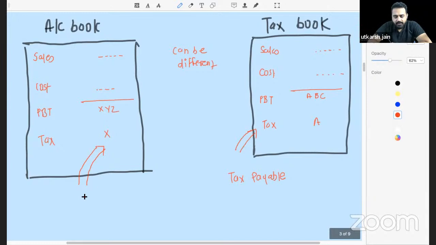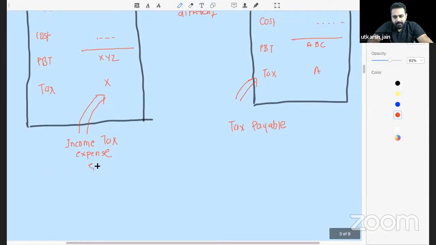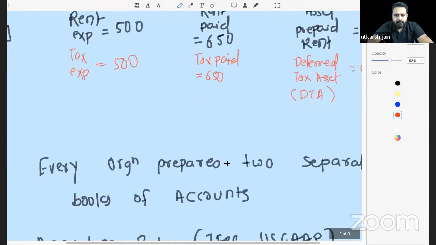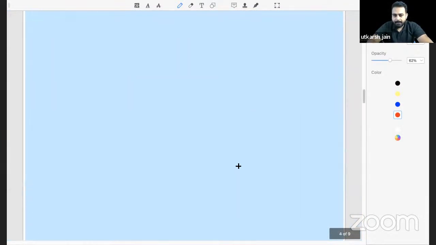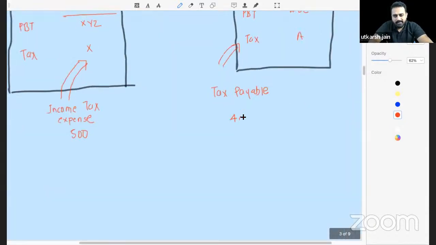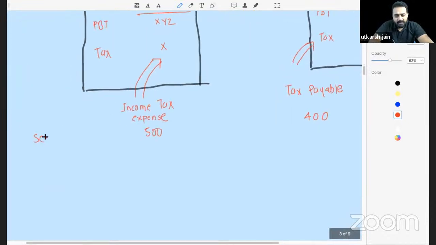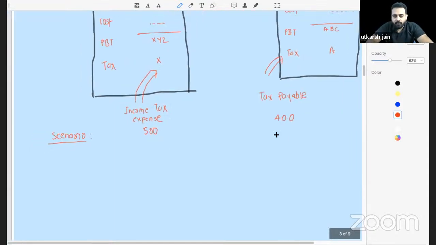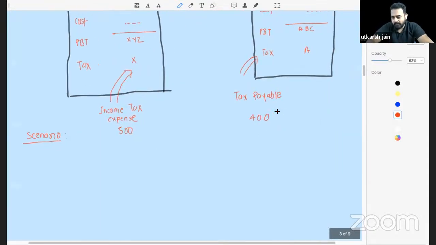So the expense that I show here will be called the income tax expense. All right, and this is where things get interesting. For example, if income tax expense is 500 and taxes payable are, let's say, 400. Okay, so 500 and 400. Let's say for some reason it came out to be like this, where income tax expense is 500 and taxes payable is 400.